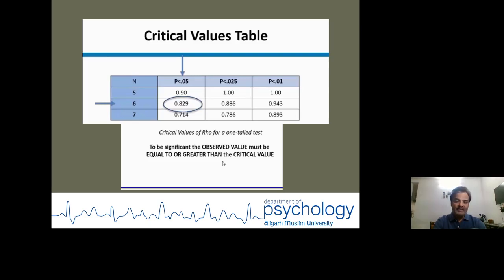If you see in this case, the critical value against 6 degrees of freedom at p less than 0.05 is 0.829. It is against a one tail test. Since my hypothesis is directional in nature, to be significant, the observed value must be equal to or greater than the critical value.